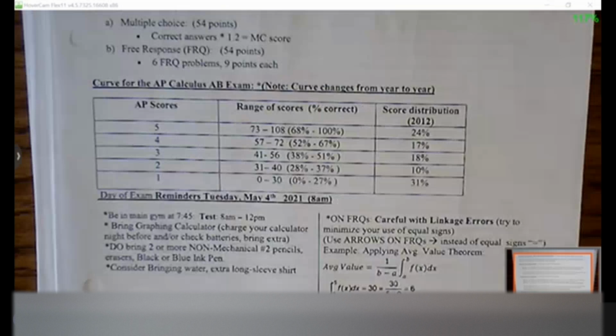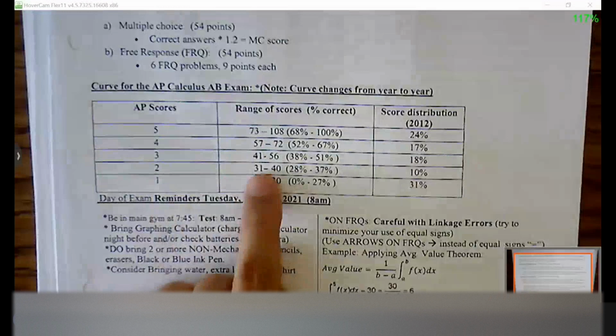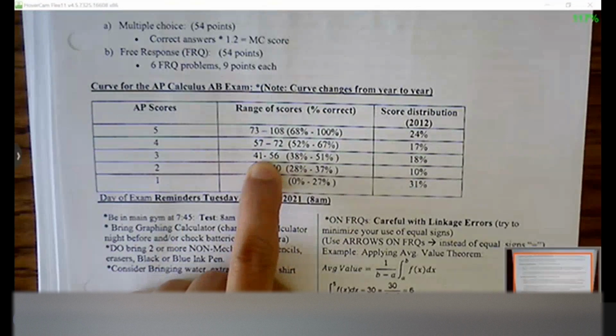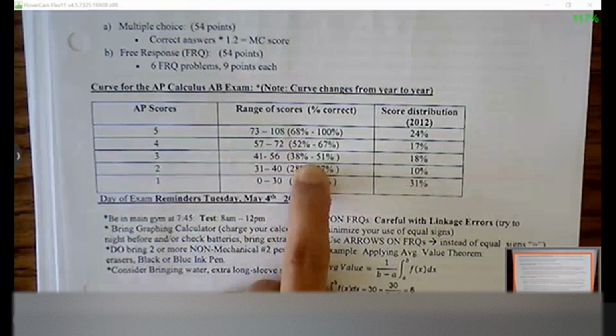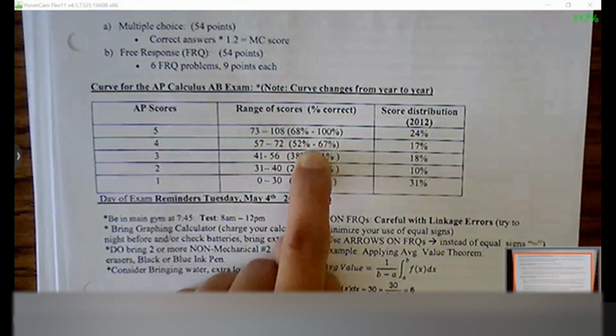This is from 2012, but at least you have an idea of what it takes to earn a 3, 4, or 5. To earn a 3, if you get 41 to 56 out of 108, somewhere in that 30 to 40% range, that's good enough for a 3. If you get 50% of your exam correct, that's enough to be a 4.